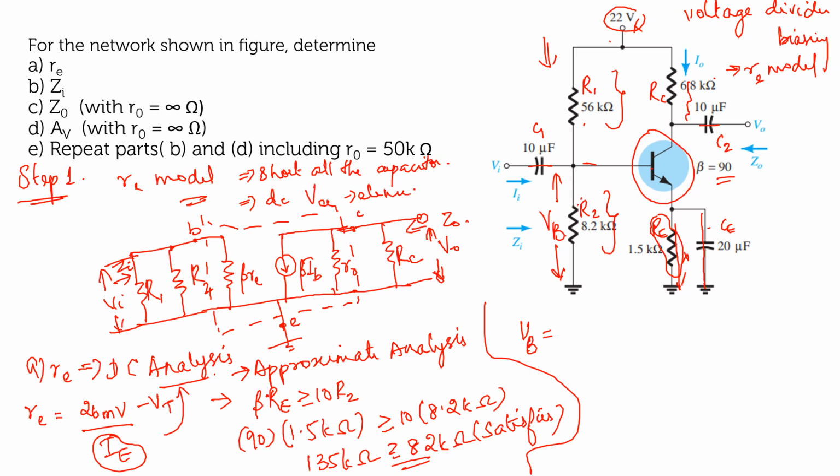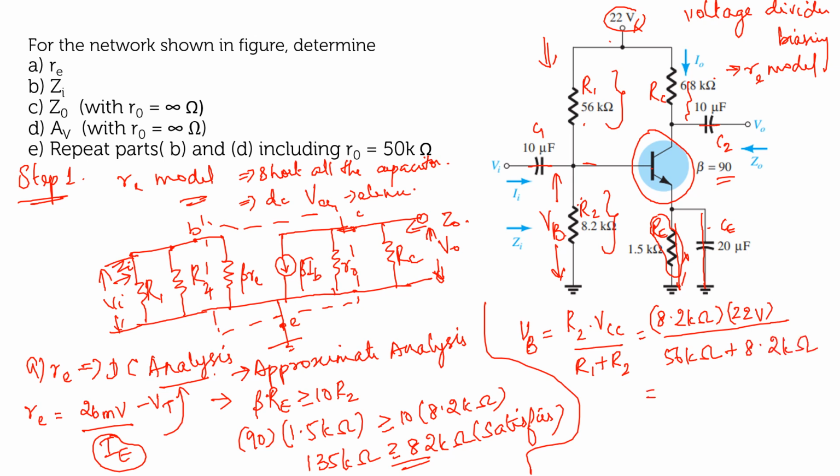So VB equals R2 into VCC divided by R1 plus R2. What is your R2 now? 8.2 kilo ohm. 8.2 kilo ohm into your VCC, which is 22 volt, divided by, what is your R1? 56 kilo ohm plus, what is your R2? 8.2 kilo ohm. Okay, so 8.2 into 22, you will be getting 180.4 into 10 raised to 3 divided by 56k plus 8.2k, approximately 64.2 into 10 raised to 3.